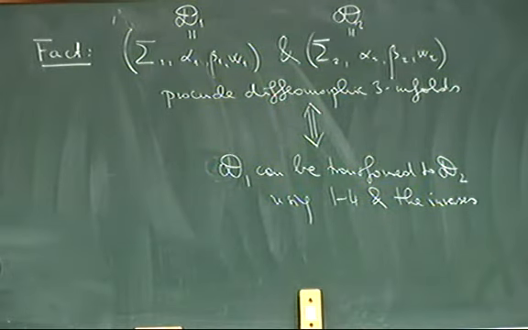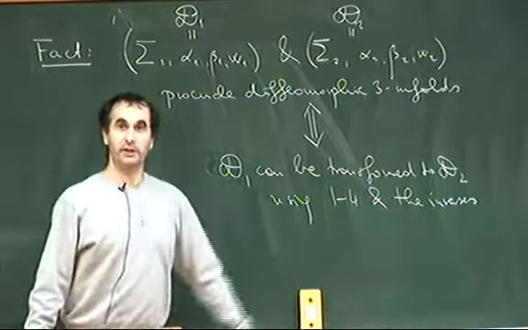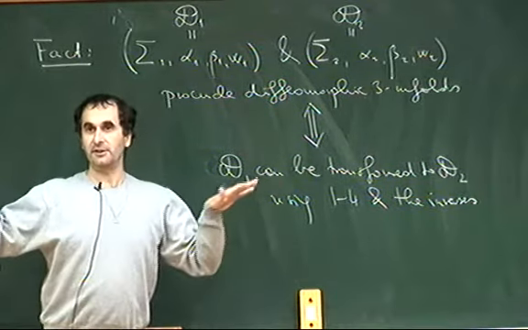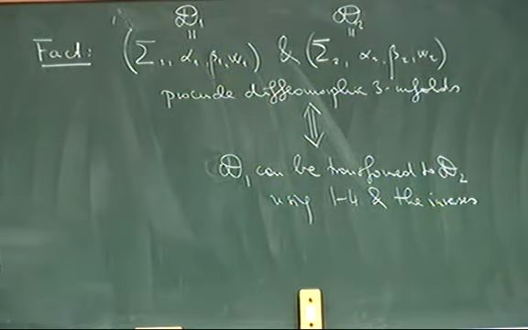So we have 4 moves, and we can perform their inverses, and with a finite sequence of these moves we should be able to go from D1 to D2 if and only if the associated 3 manifolds to these diagrams happen to be diffeomorphic.